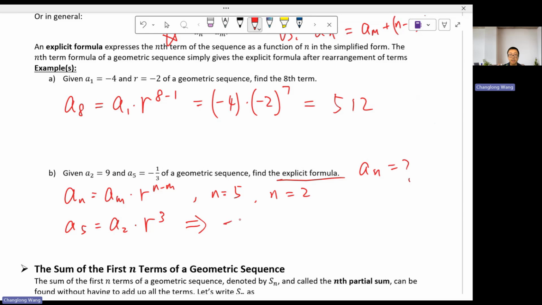So a sub 5 is negative 1/3 equals a sub 2, that is 9, times the common ratio, which is what you're looking for, raised to the third power. So now I want you to solve for r. You guys do that. Go ahead, work it out. What is r? Negative 1/3, right? So what did you do?